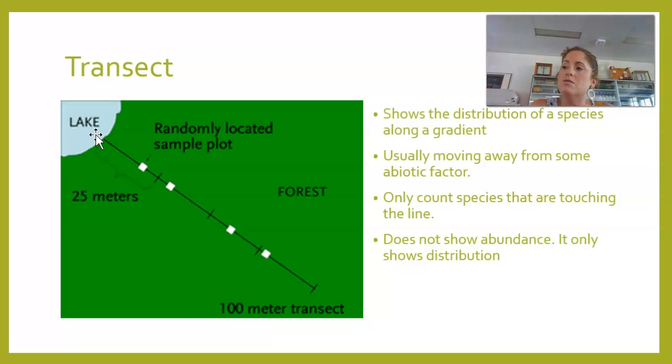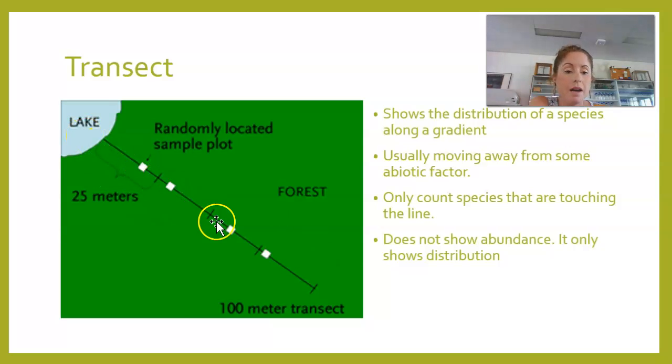So, you could do this on a beach. You could do it from high tide to low tide. Like, how does the species change as we move along this transect? We would only count the species that would be touching the line, and so we would not be able to determine abundance from something like this. Now, it is important to know you would have more than one transect because you would do more than one trial. However, you would only count species that were actually touching the line in a point transect. And so this is a random sampling along a transect.